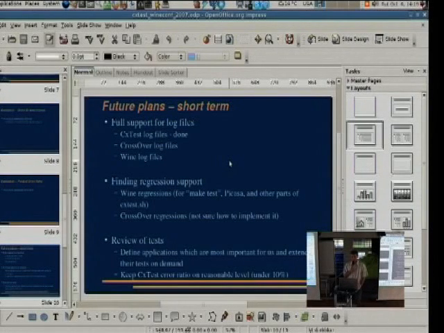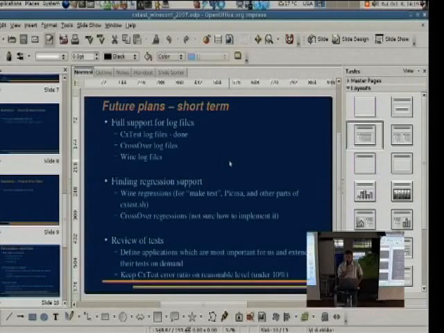So we do support the CxTest log files, and we are in need of support for CrossOver log files, also the Wine log files, because they contain the information we need. Then also we are working on the interface which would allow developers to easily say, okay, this test fails. I would like to have this test run with debugging info plus relay plus something. And next day he could pick up the log files generated for him.